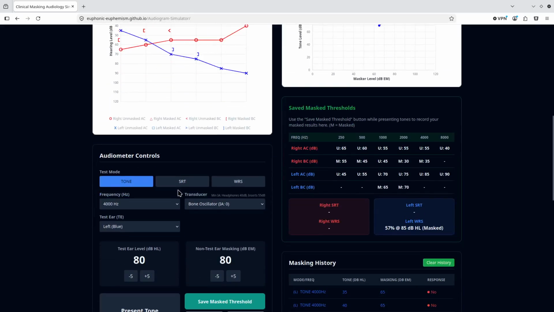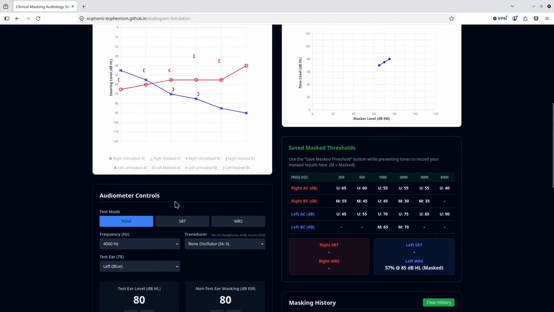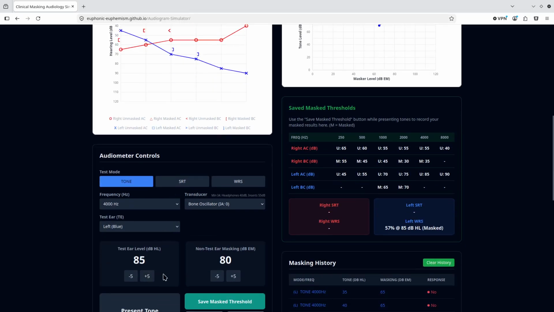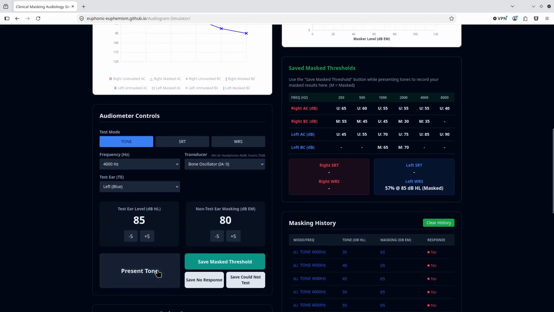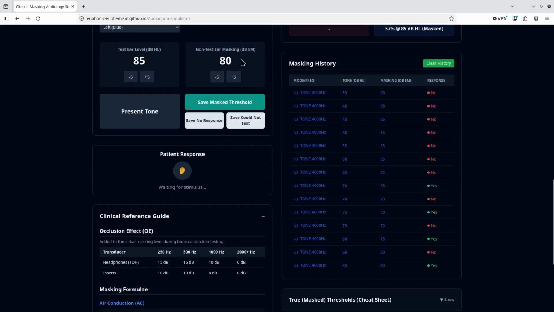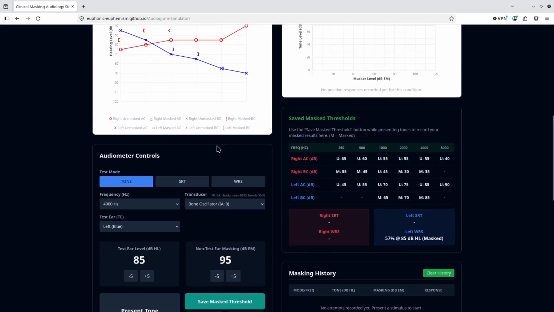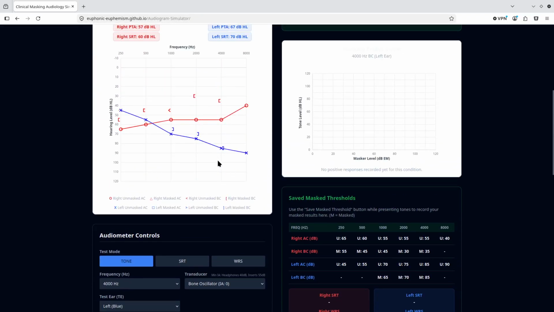We can keep going higher. Let's see what our thresholds are at. 80 dB for 4,000 hertz. We could go a little bit higher and see. Okay, we got a response. Let's see if we can plateau. Yes. It's all because of these inserts. That's what we're plateauing from. Save mask threshold. That was a close one. We got our mask threshold there.